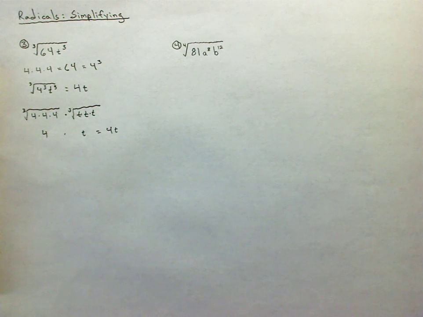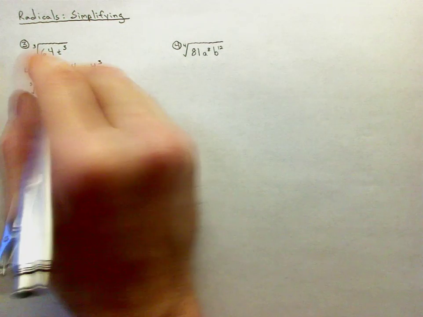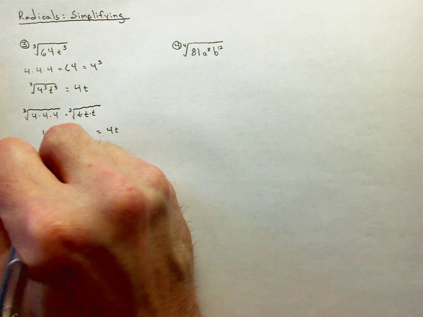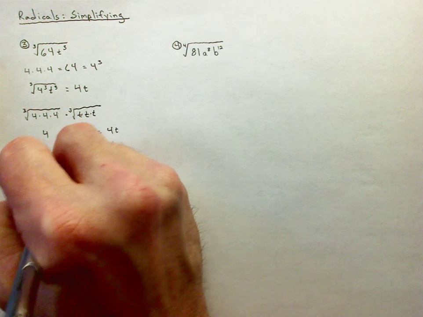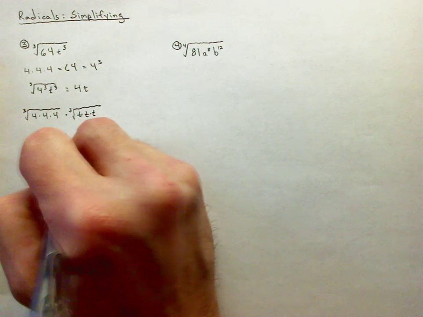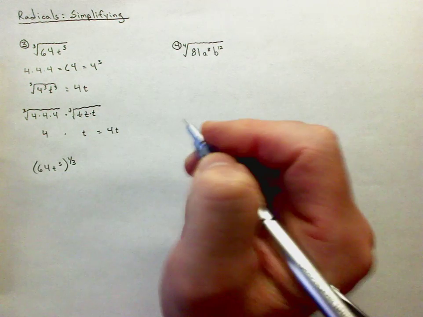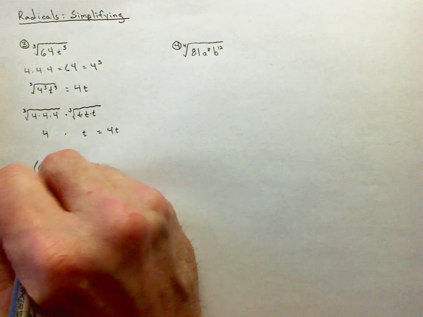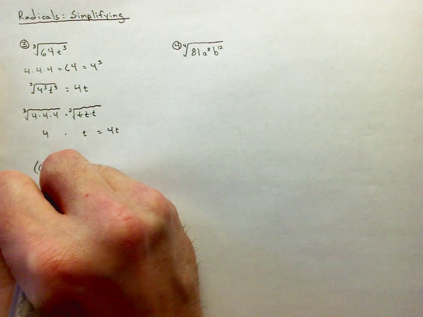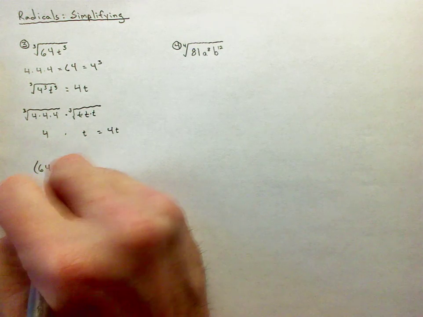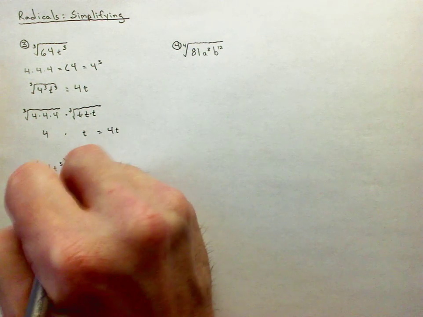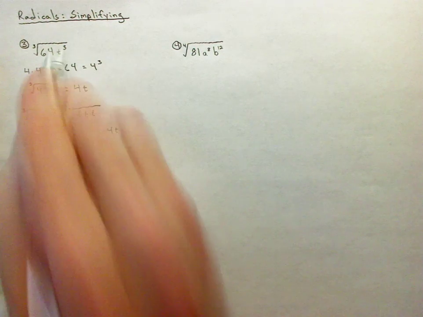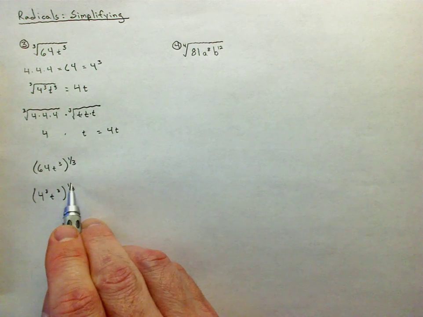Or I could view it as a fraction. The cube root is written as 1/3, so what I have is 64 t cubed to the 1/3 power. 64 is 4 cubed. We already talked about that, so I'll rewrite 64 as 4 cubed to help visualize. Again, the cube root is the exponential power 1/3.